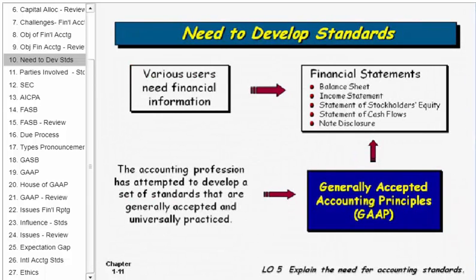All right, let's talk a little bit about the need to develop standards. There's various users that need financial information. We talked before about the 4 basic financial statements and the notes that are a part of them, and generally accepted accounting principles helps us drive the financial statements, and the accounting profession is very much involved in setting standards that become GAAP to help indicate what needs to be disclosed on financial statements that are used for external reporting purposes. Keep in mind, for internal reporting purposes, a company is free to do whatever it likes.